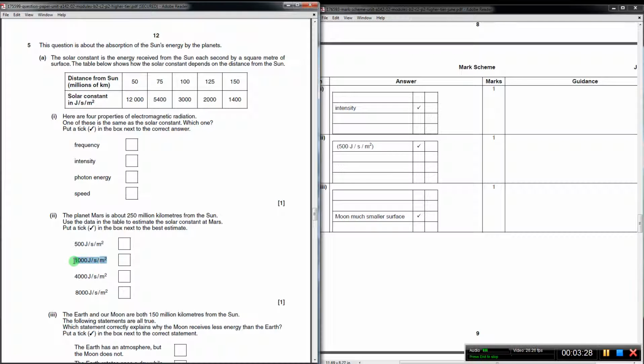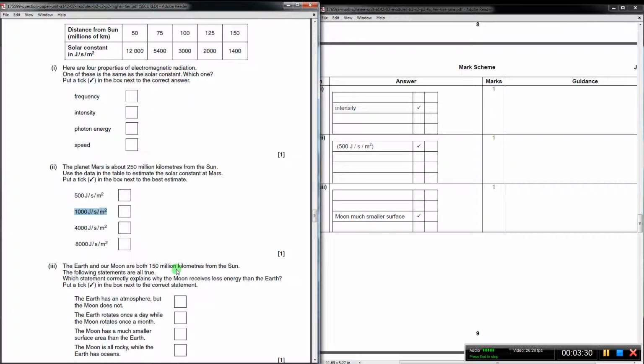And finally, the Earth and our Moon are both 150 million kilometres from the Sun. The following statements are all true, so it tells you, so we can't use this idea of untrue statements to get rid of them, okay? But only one of them correctly explains why the Moon receives less energy than the Earth.